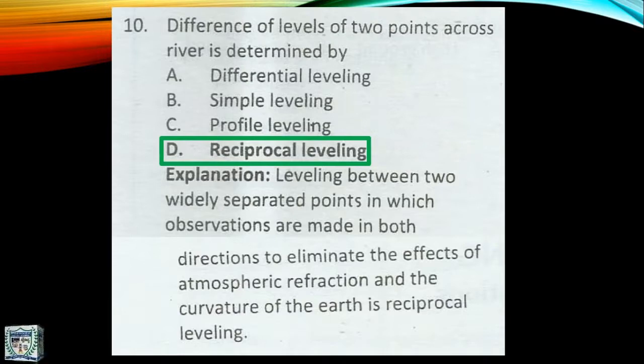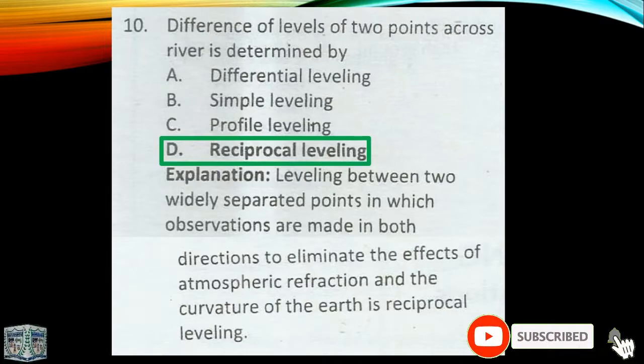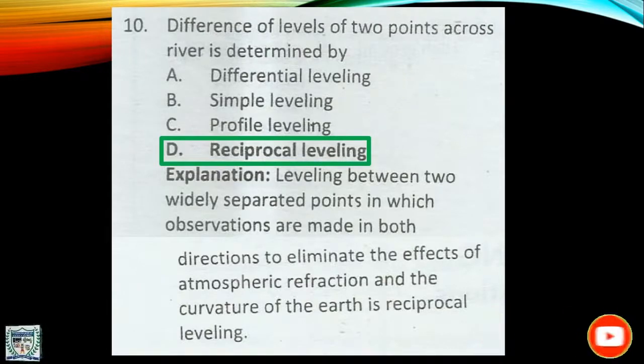Question 10. Difference of level of 2 points across river is determined by the option D, reciprocal leveling. Leveling between two widely separated points in which observations are made in both directions to eliminate the effect of atmospheric refraction and the curvature of the earth is reciprocal leveling.